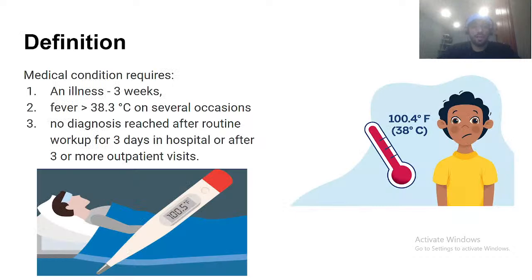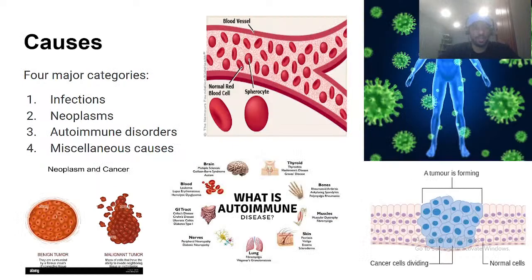So it is actually defined by a medical condition that requires three criteria. The first one is an illness of 3 weeks. The second one is a fever of more than 38.3 Celsius on several occasions, and the patient should have been in the hospital for at least 3 days, and no specific diagnosis was made to show the main or the real cause behind this fever of unknown origin.